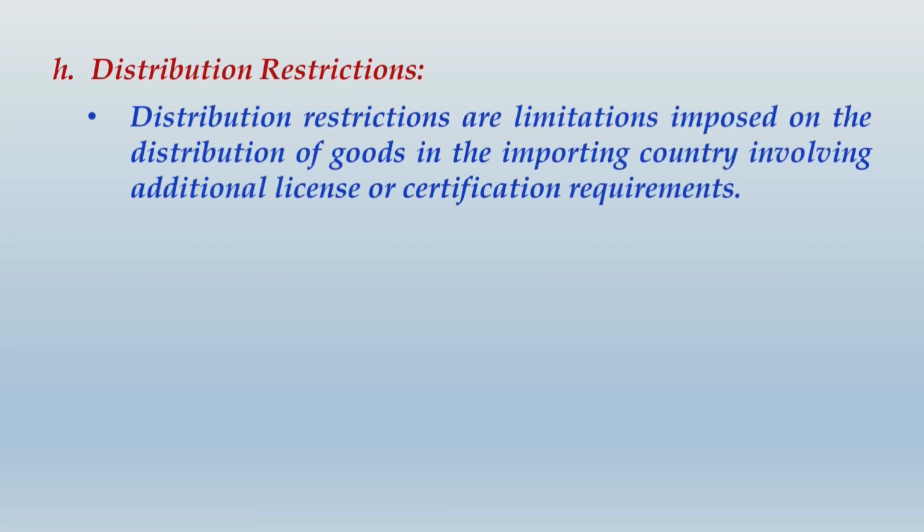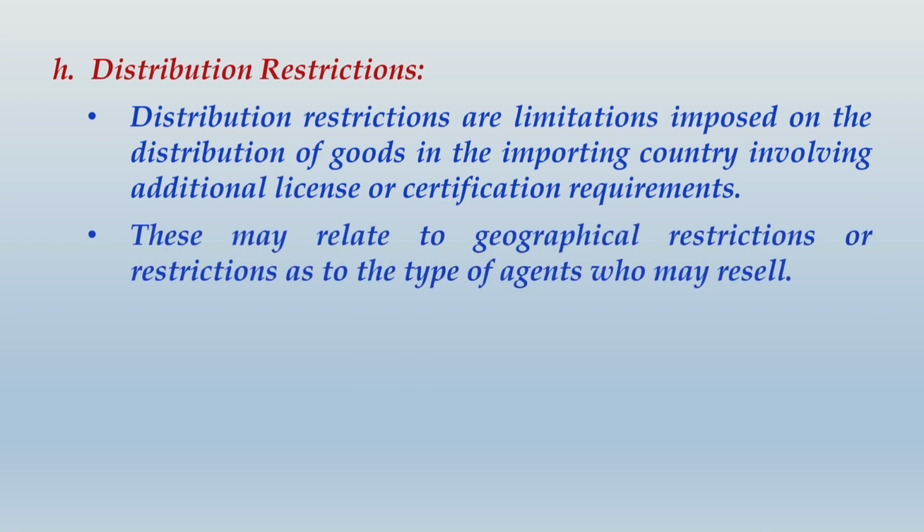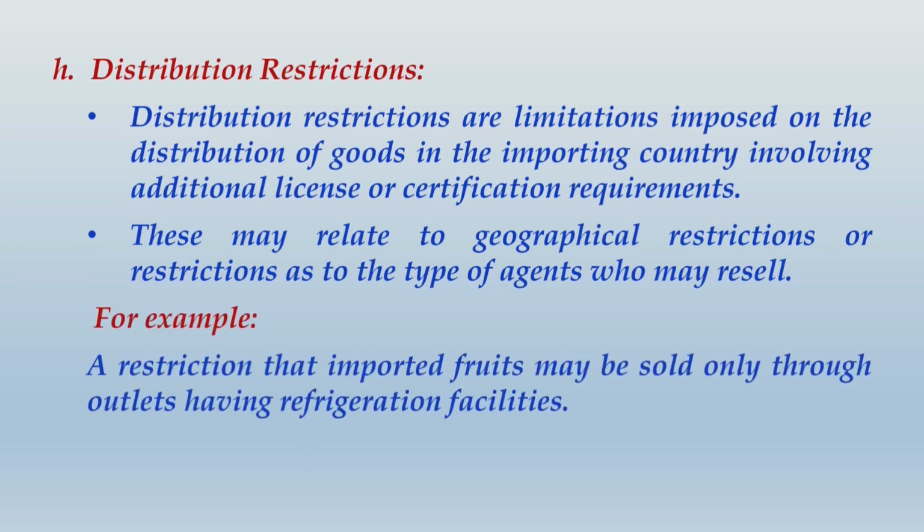Distribution restrictions. Distribution restrictions are limitations imposed on the distribution of goods in the importing country involving additional license or certification requirements. These may relate to geographical restrictions or restrictions as to the type of agents who may resell. For example, a restriction that imported fruits may be sold only through outlets having refrigeration facilities.